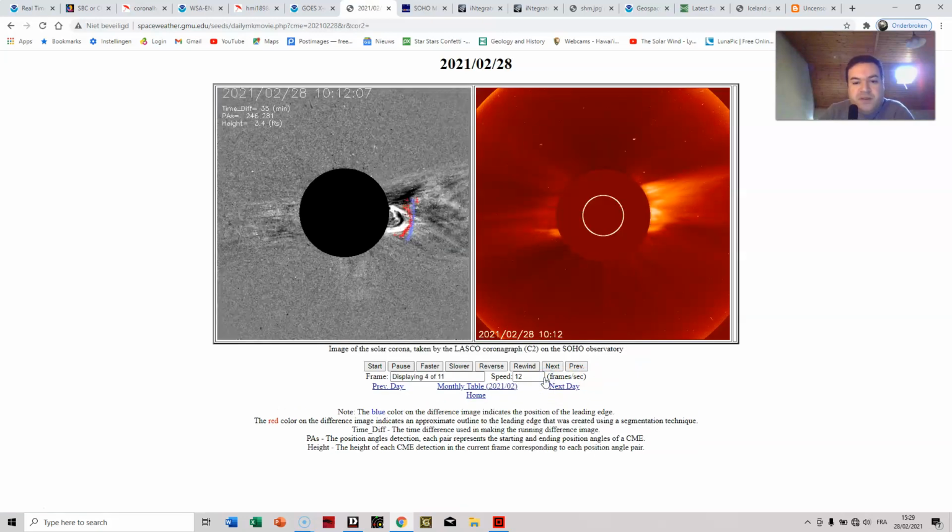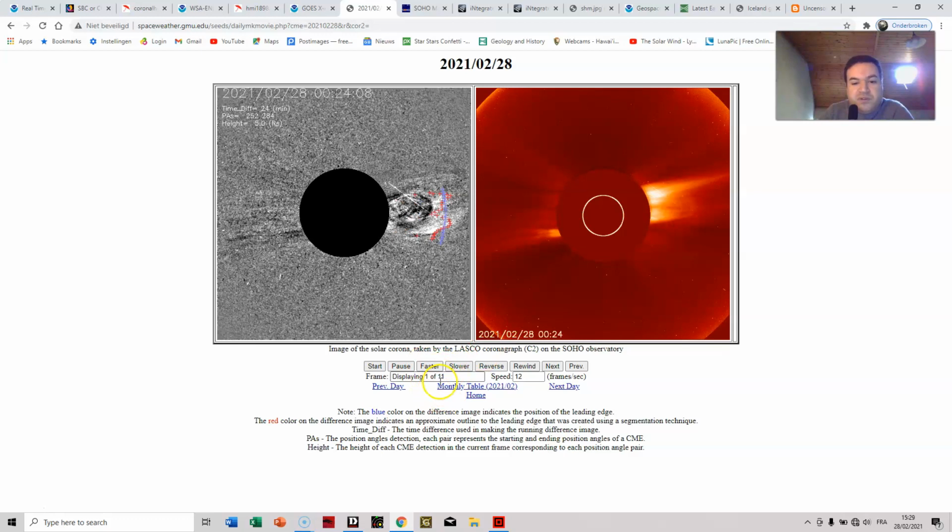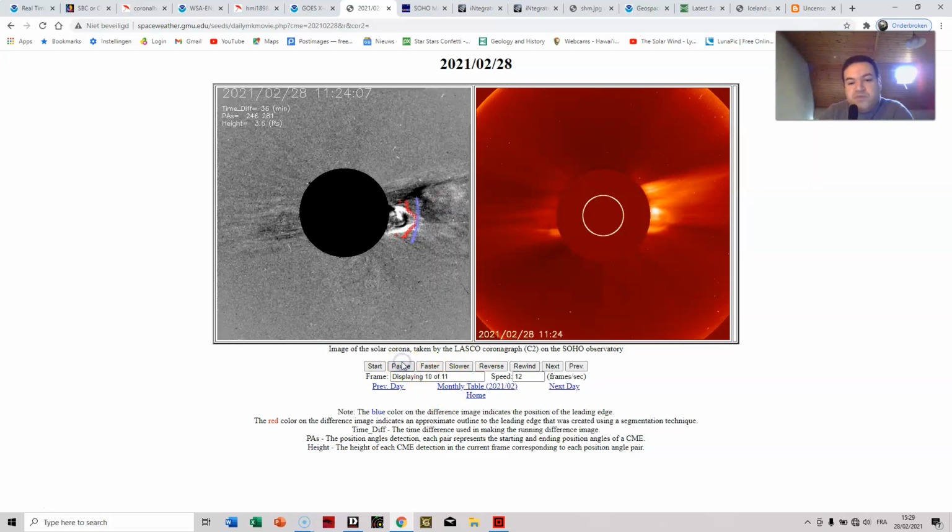Today, there is a new one in development, but there's simply not enough data to talk about. There's only 11 frames. We'll have to wait till tomorrow to cover this. Whether this is Earth-facing or not remains to be seen.